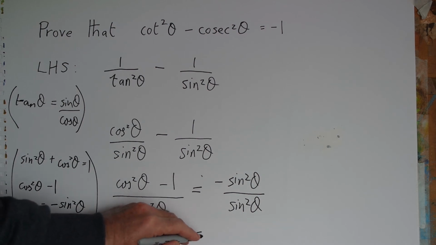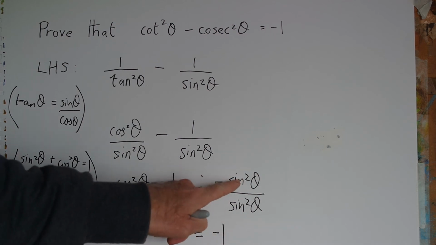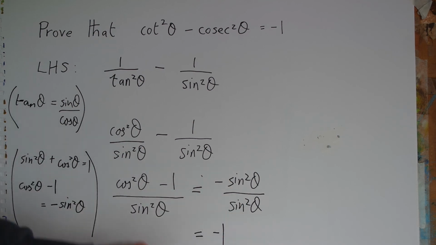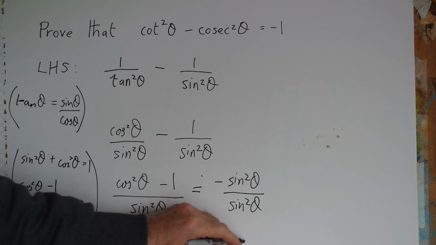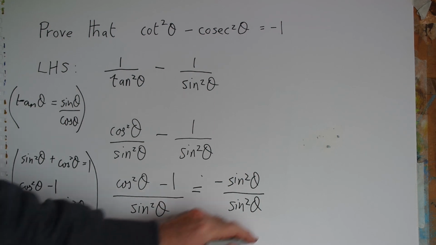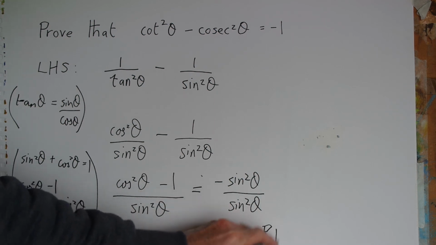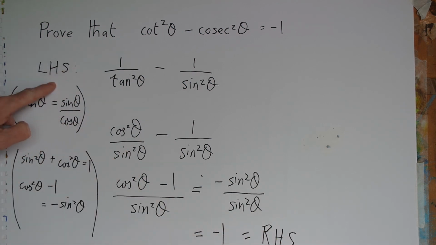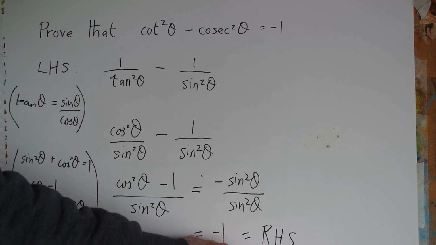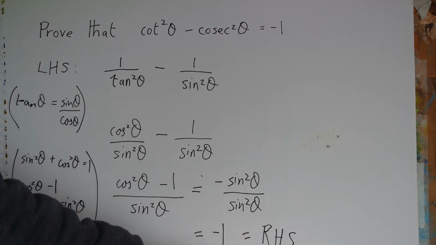So that's simply equal to -1 because we can cancel the sine squared thetas top and bottom, and -1 is equal to the right-hand side of our original formula, so we put equals RHS. So we've just proved that the left-hand side is equal to the right-hand side. So that's it, answer done.